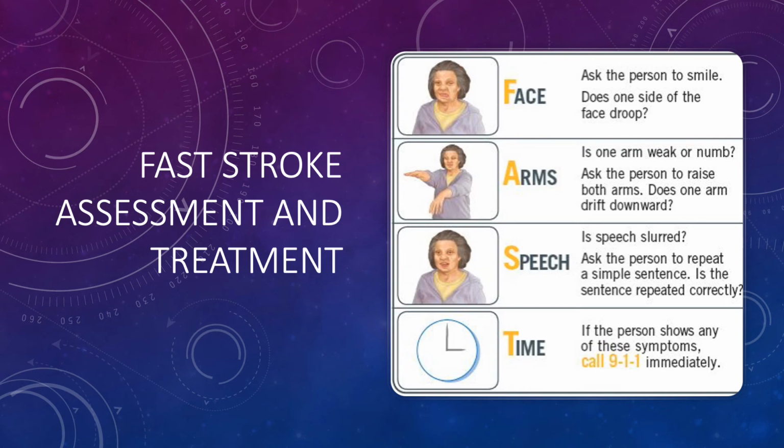A fast way to assess people is using this acronym FAST, F-A-S-T. So face, ask them to smile. Does one side of the face droop? If so, call 911. Arms, hold them out in front. If one of the arms tends to drift, call 911. And speech, do they have slurred speech? Can they repeat what you're asking them to say? This is a way of knowing if their language centers are processing properly. If there are any problems with any of those, call 911. Time is tissue.